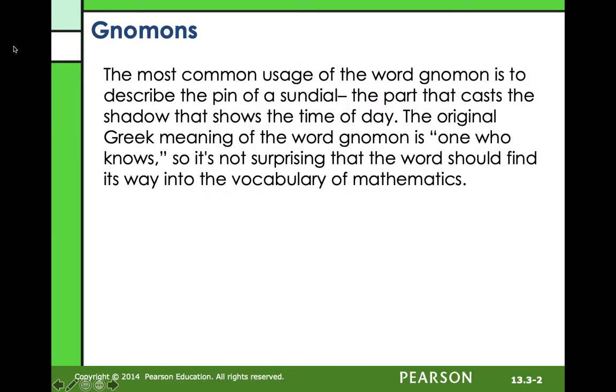So to start off with, gnomons, most common usage of that word is to describe the pin of a sundial. So when you're thinking about a gnomon, think about a sundial, and we'll see a better picture than this in a moment. But think about the middle of a sundial, what's used to tell the time, looks something kind of like this. That's what we're going to be talking about today, which are what are called gnomons.